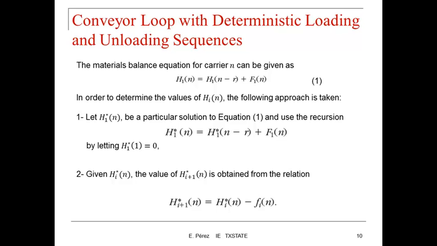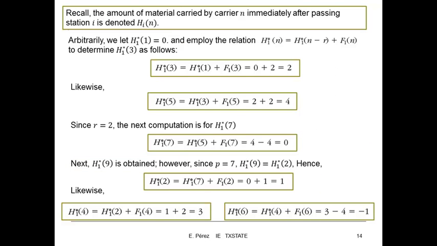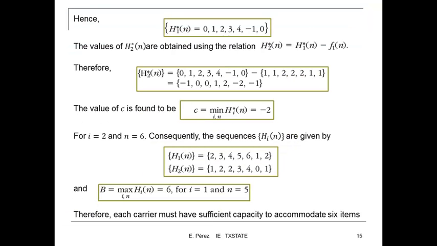So you have to use the value of H1 and subtract the values of Fi. So that's what we did in this step. We are subtracting values of F from H1. H1 star is here, F of N is here, so we obtain the values of H2 star. Then we find the minimum of all these values, considering H1 star and H2 star, and that value is minus Q.